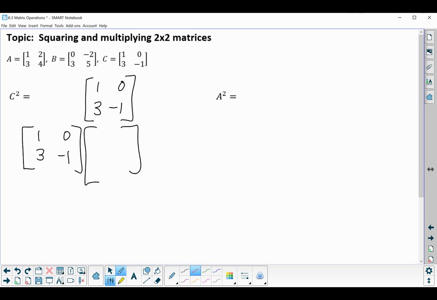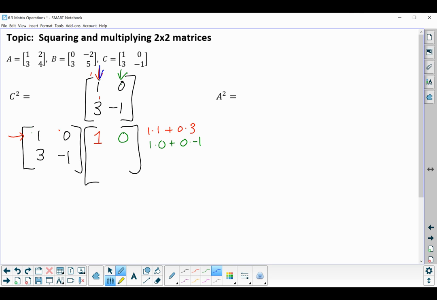So if we're finding our first element, that's 1 times 1 plus 0 times 3. Again, I'm using this column and this row. 1 times 1, 0 times 3. So that's 1. Switching to the next column, 1 times 0, and 0 times -1. Well, if I add those together, I get 0.